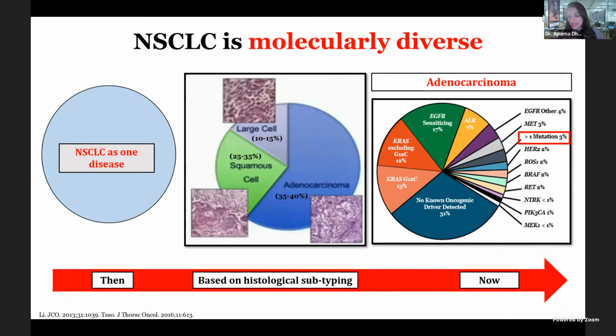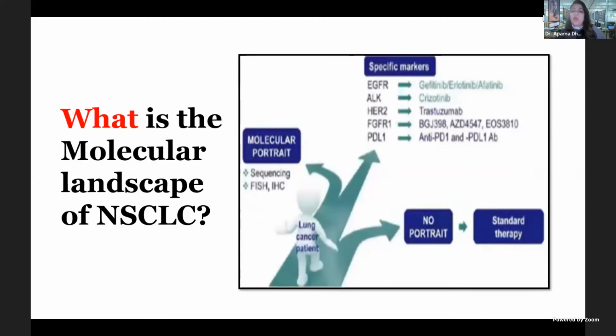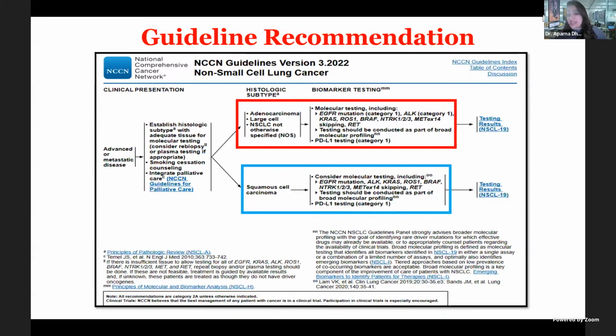And I also want to draw your attention to more than one oncogenic driver mutation, which I've said constitutes around 3%. Keep this number in mind because I'm going to revisit it in a bit. So what does our landscape actually look like? This is what the NCCN recommends.